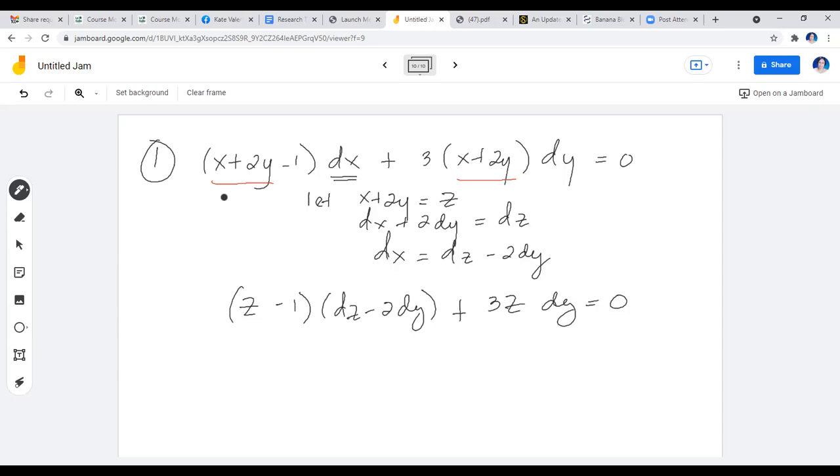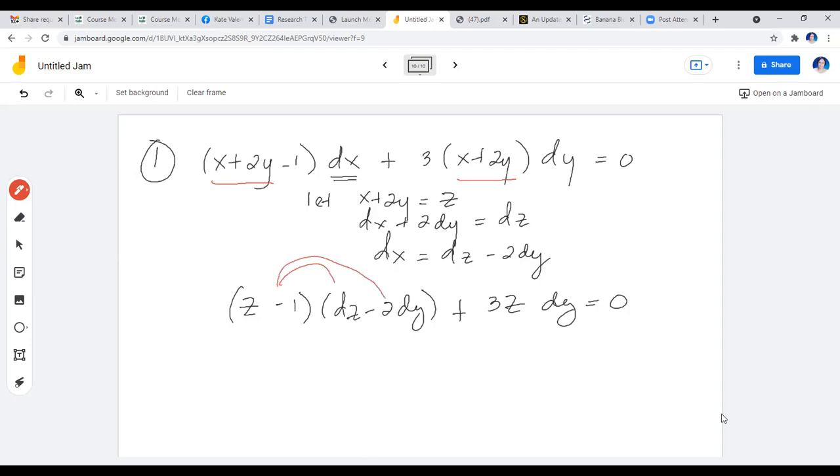So as I have mentioned a while ago, I have decided that I keep the dy and the dz, and I'll change the dx into an expression of dz minus 2 dy. Now that gives me a differential equation that does not contain any x, but rather has the variable z and the variable y. Now I will expand this, or shall I say, group the terms that have the same differential. So I will distribute this quantity z minus 1 in here.